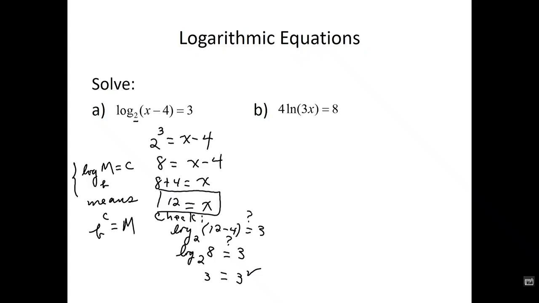All right? In the next example, let's solve the logarithmic equation 4 times the natural log of 3x is equal to 8. All right, so let's first put it in the appropriate form. The natural log of 3x is equal to, dividing both sides by 4, we get the natural log of 3x is equal to 2. All right?